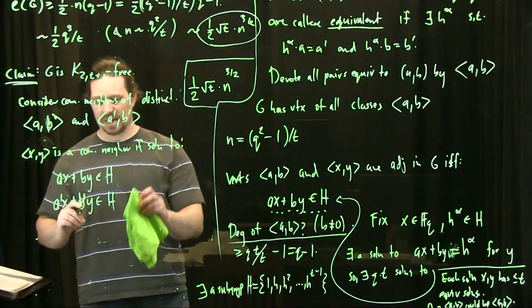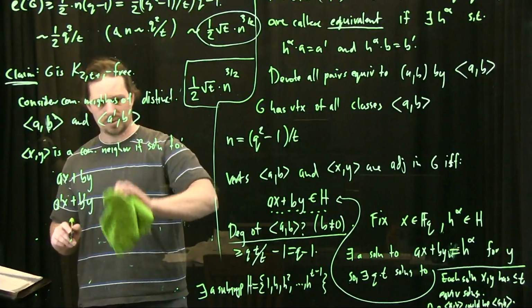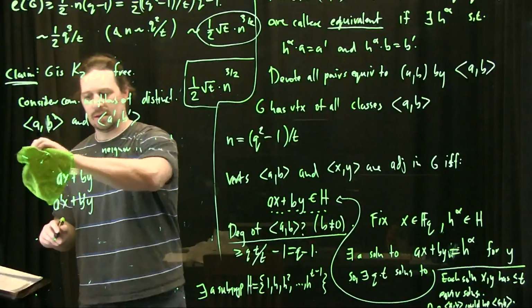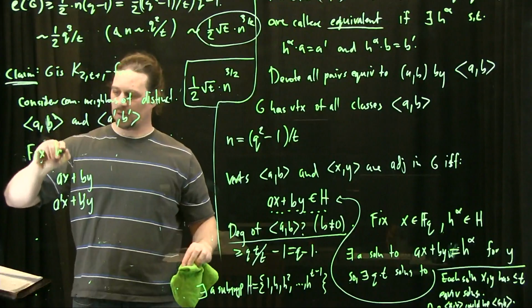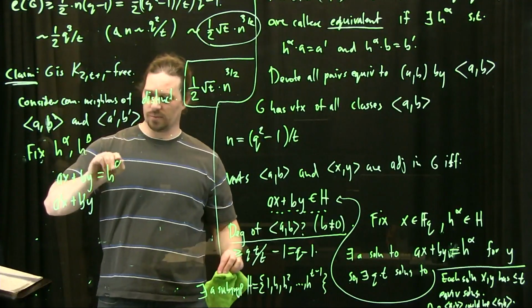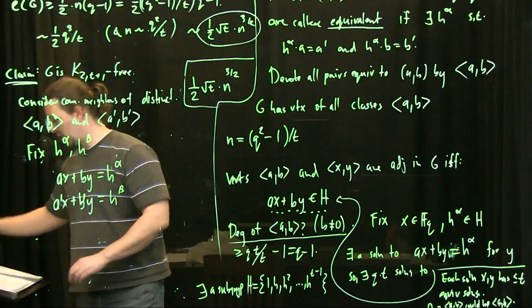So what I'm going to do here is actually count up the number of solutions to this, where I've fixed the thing that it's equal to. Okay? All right, so let me erase this and just add. Let's fix h to the alpha and h to the beta, and I want to know the number of solutions of this form here. That'll give me an upper bound on the number of common neighbors here.